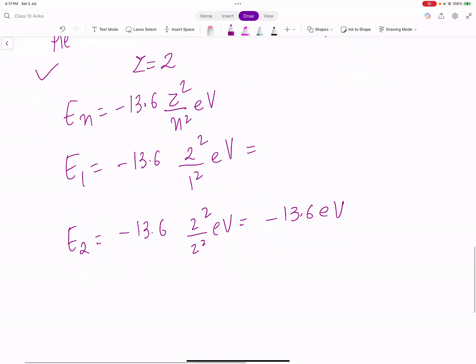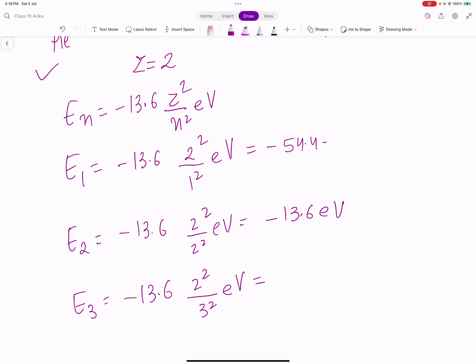And E3, we will stop at E3 now. Minus 13.6, Z square 2 square by 3 square eV. And we have to calculate whatever the value comes. 13.6 into 4 is 54.4 electron volt. So this is minus 54.4 electron volt, and this will be divided by 9. So it is 6.044 electron volt. Now you can again see the sharp drop, right?